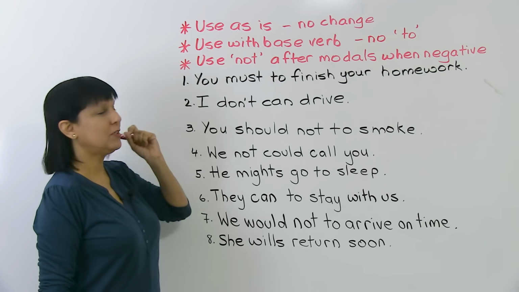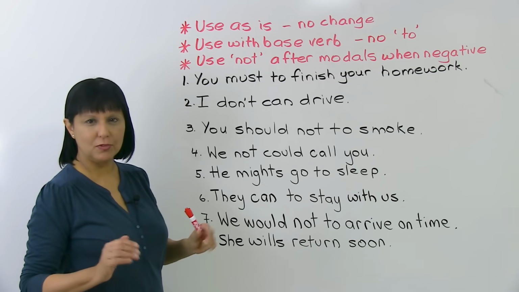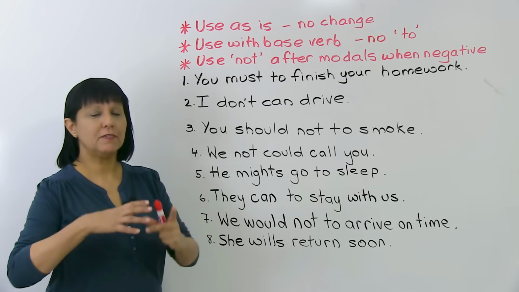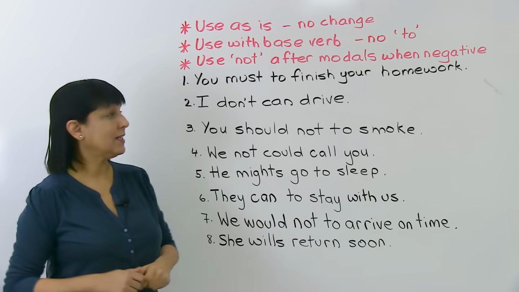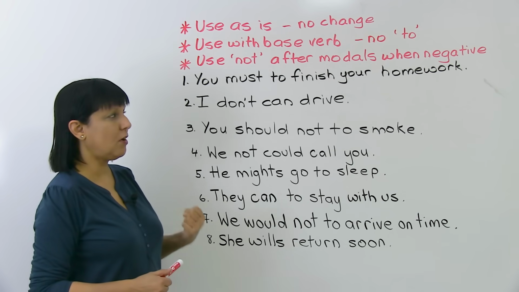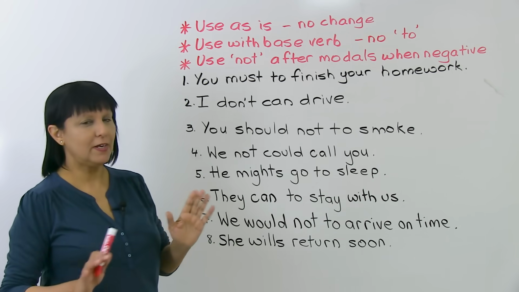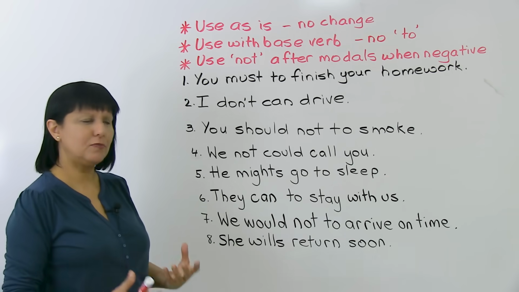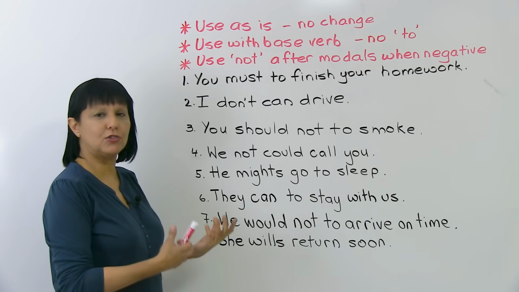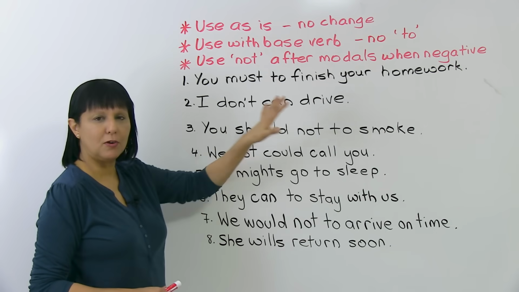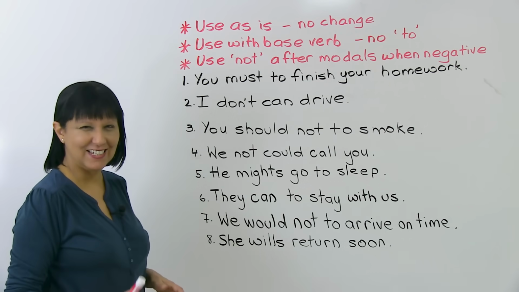First one, remember, use it as it is. Don't change the modal verb. Second one, use with the base verb. Don't use the full infinitive, to something. And the last one, use not after the modals when it's negative. Okay? All right, try to keep those in mind. But most of all, let's look at the actual examples and you tell me what's wrong with them. There is something wrong with each and every one of these sentences.